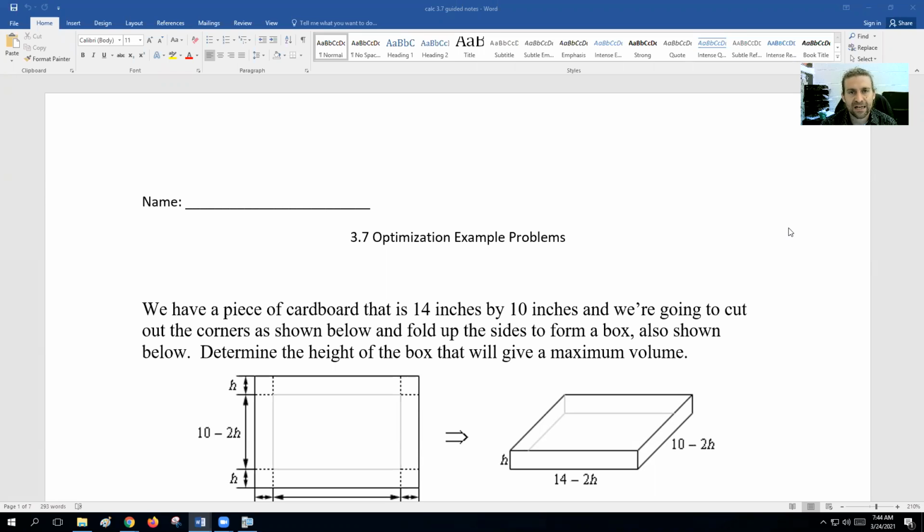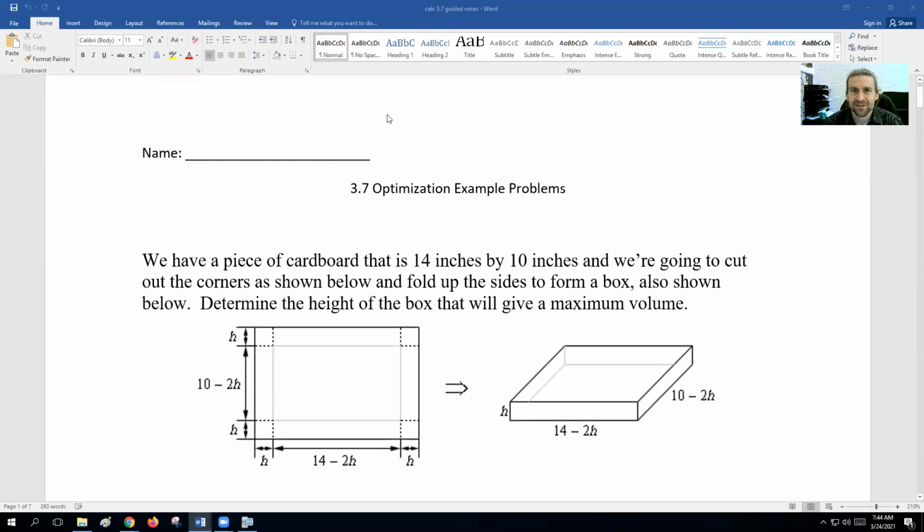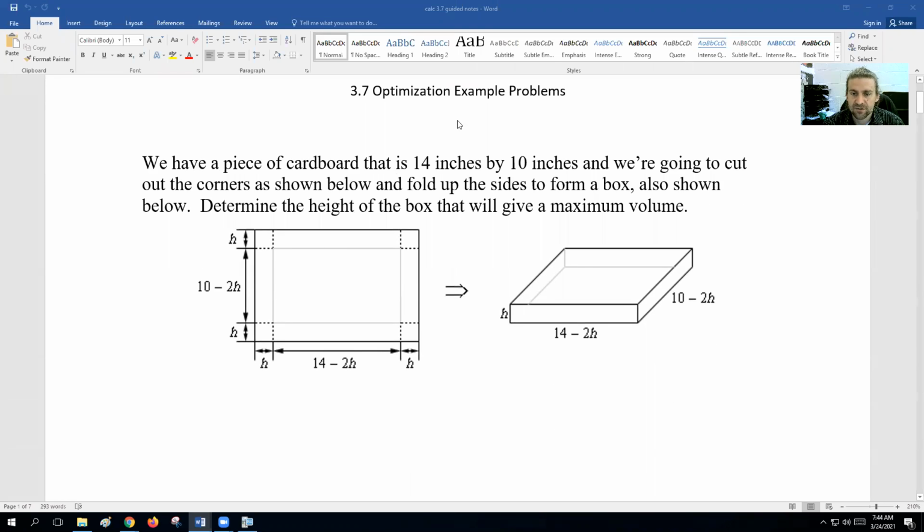So 3.7 is all about optimization. A lot of these problems involve using derivatives on story problems and trying to find mins and maxes. So things we've done before, but specifically real-life scenarios. A lot of these problems you can see would be like if you were an engineer or working for a company, trying to design something that would maximize the shape of something, but still minimize the cost. And so those are going to be things that we do throughout this.